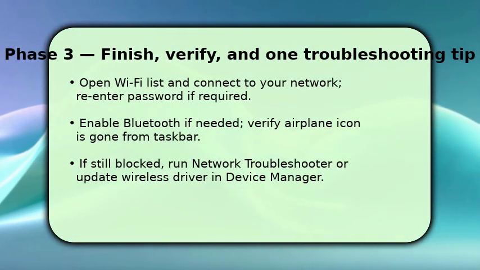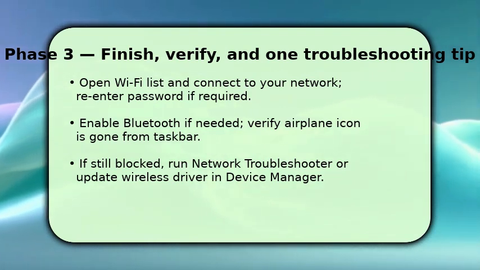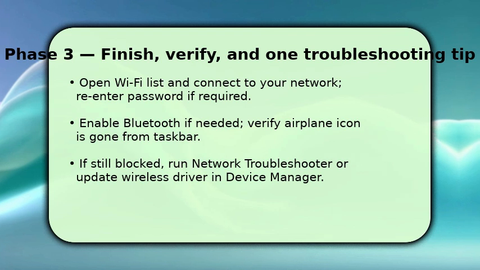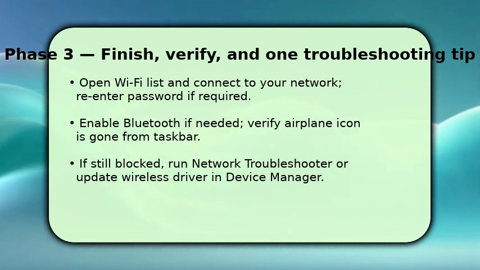Open the Wi-Fi network list, select your SSID and connect. Re-enter the password if prompted, because radios reset can forget cached credentials. Make sure the airplane icon is gone from the taskbar and enable Bluetooth if you need it.